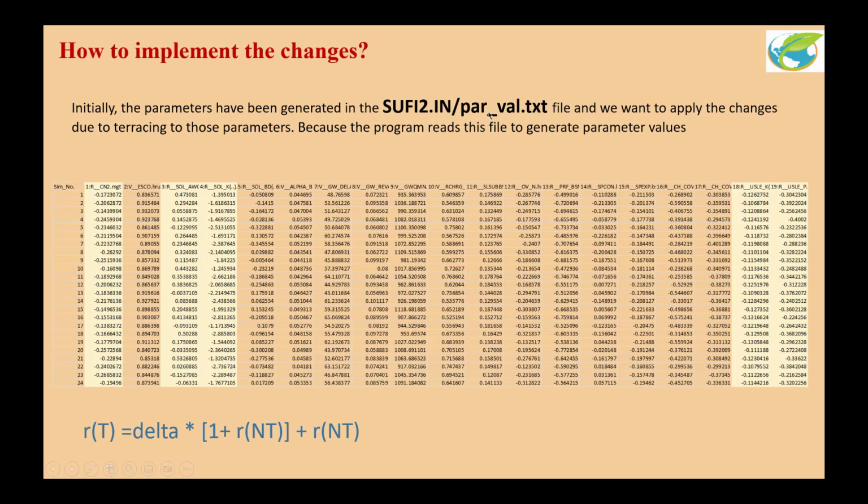This is my parval.txt file. I have done 500 simulations. This is the first 24. And these are the parameters. I want to make changes to CN2, soil water capacity and hydraulic conductivity, and then USLEK and USLEP at the end here. And I use this formula to change the values of these parameters.